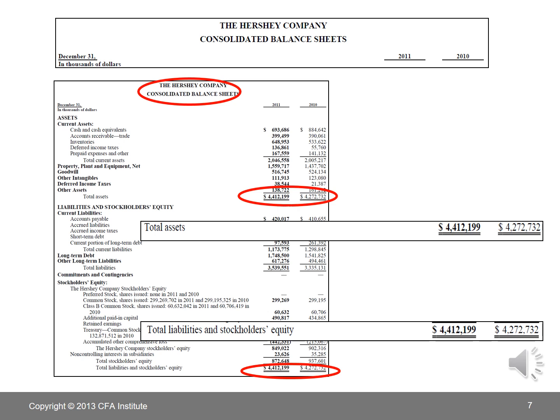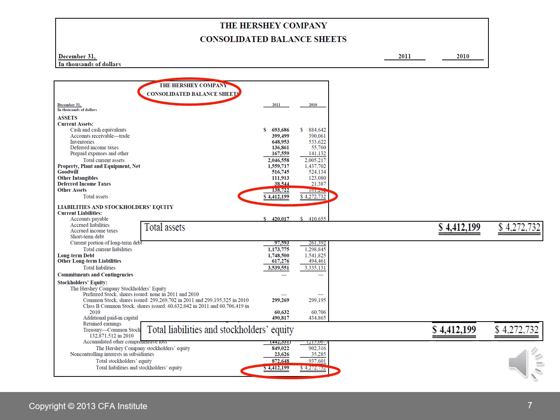Now notice at the top, under the company name, you see the word consolidated. Consolidated basically means that the balance sheet is for that corporation, which is Hershey in this case, and all of its subsidiary companies. Any company that they own a controlling ownership in will also be included in the financial statement. You notice this especially with large corporations that have multiple subsidiaries working underneath them.